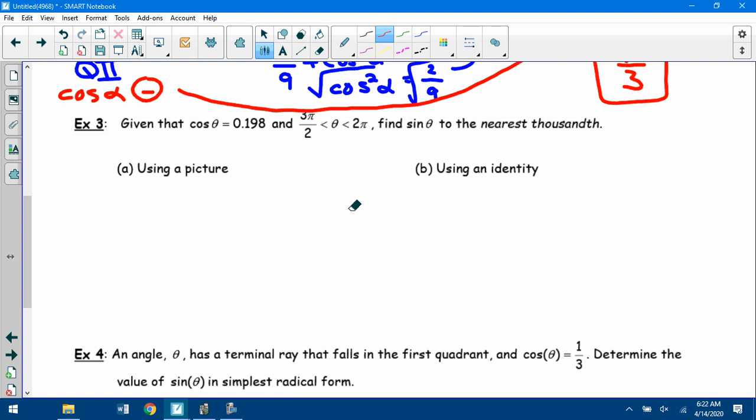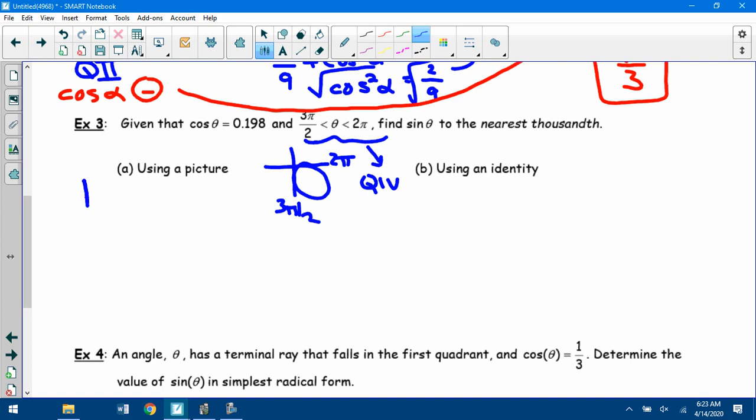Okay, let me show you this. So given that cosine is a random number like 0.198, they tell you that theta is between 3 pi over 2 and 2 pi. So what's that trying to tell you? Well, think about what that means. 3 pi over 2 is down here. 2 pi is here. So if I'm between that, I'm in quadrant 4. So this is just telling me quadrant 4. Find sine of theta to the nearest thousandth.